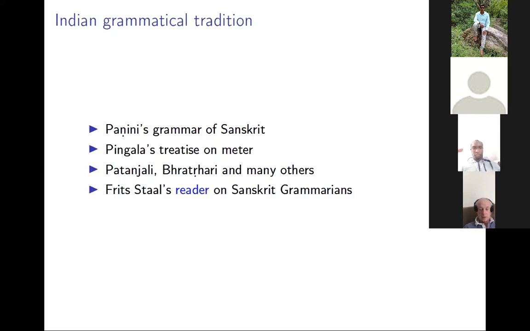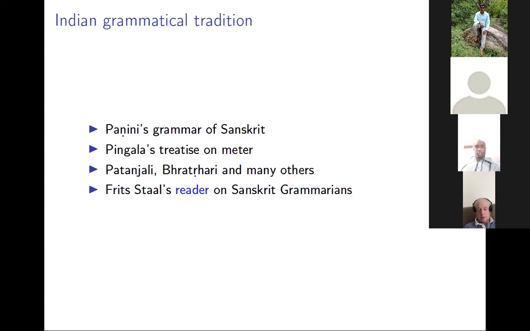So if you recall the definition, we talked about a finite set of symbols and a finite set of rules generating a potentially infinite set of patterns. Panini's grammar was actually formulated along these lines. So it comes very close to the modern conception of grammars in formal language theory, etc. So Panini had a grammar of Sanskrit, which is often celebrated as a work of genius.